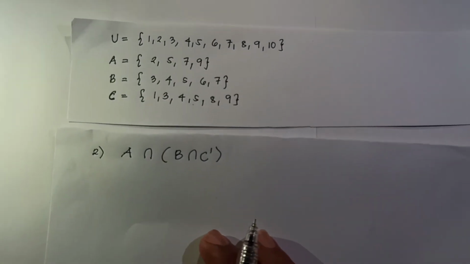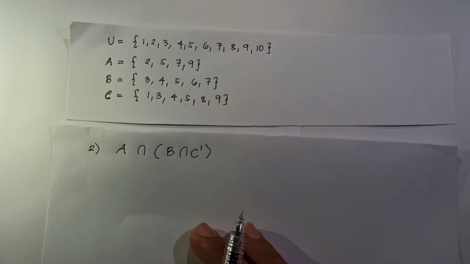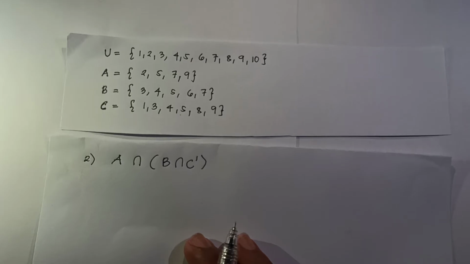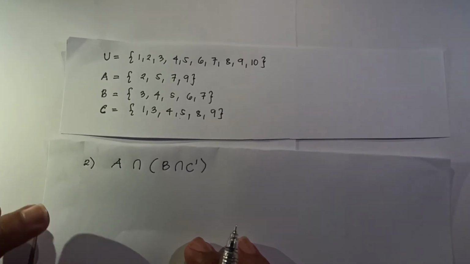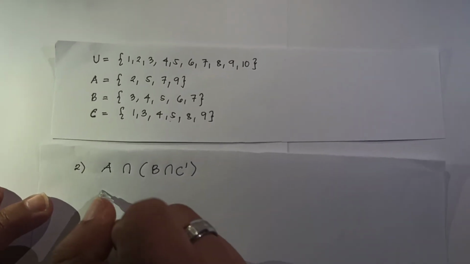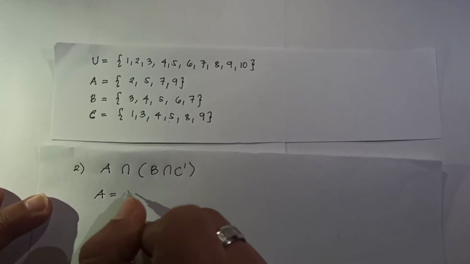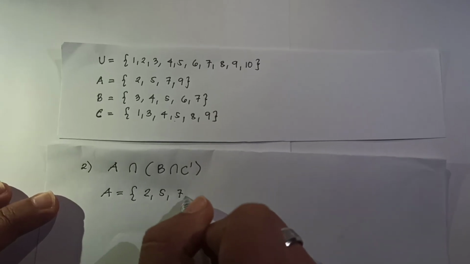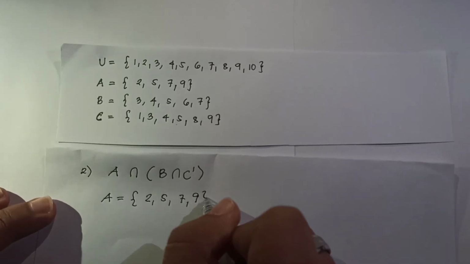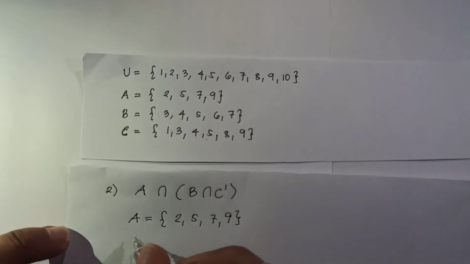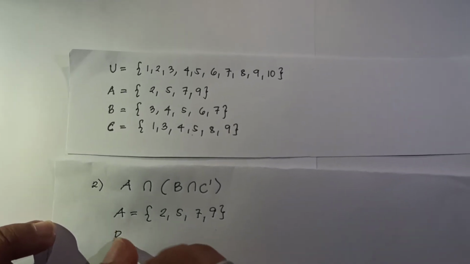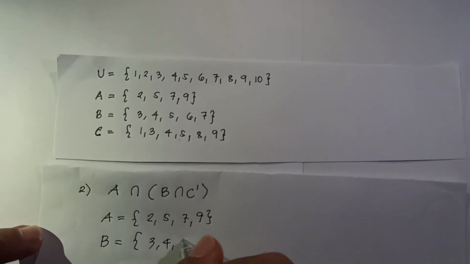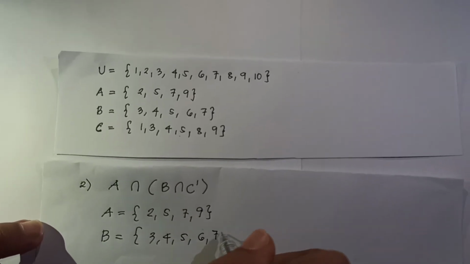Okay, so we are done with number 1, so let's proceed with number 2. So A intersection of B intersection of C prime, the quantity. So therefore, first is we're going to write A. Copy first the A. 2, 5, 7, and 9. So we have next B. Copy the B para easy lang po. 3, 4, 5, 6, and 7.